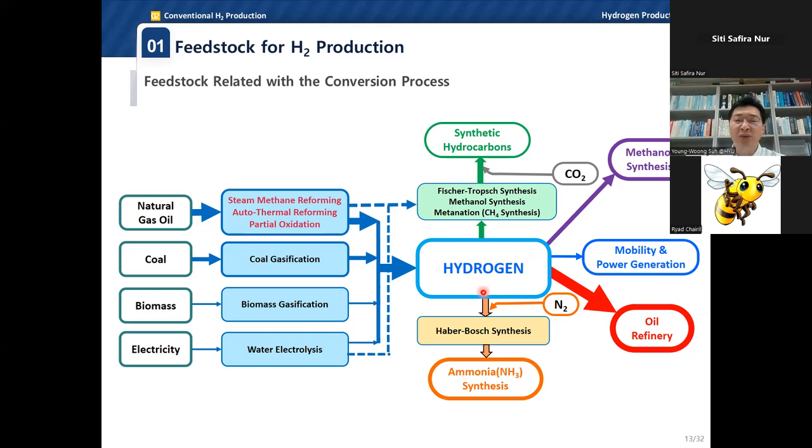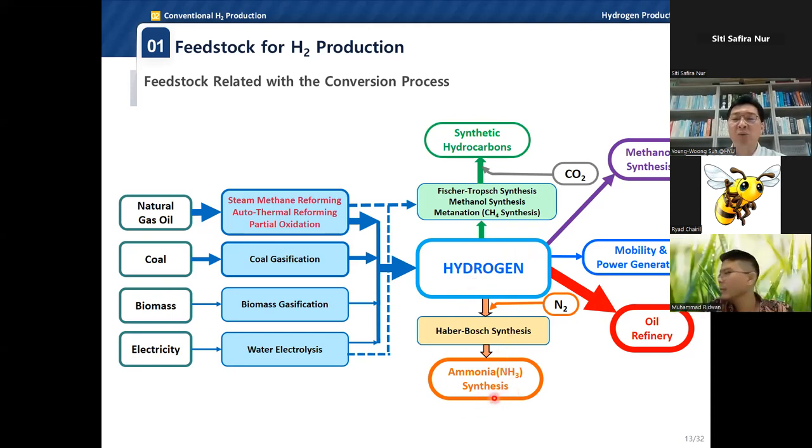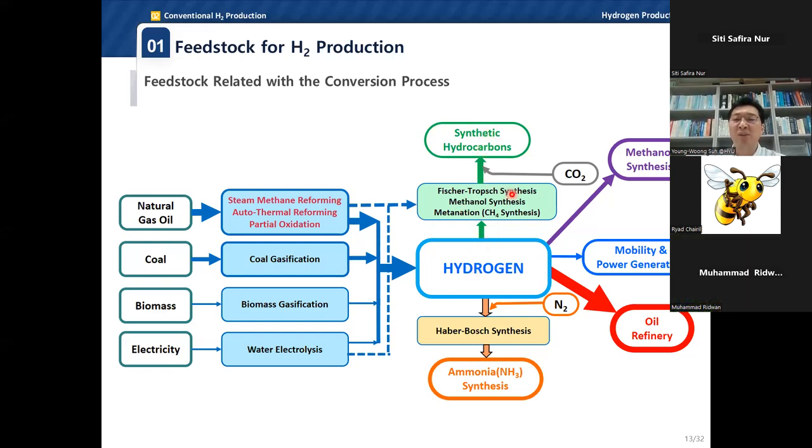And then move to this side, carbon-based synthesis. Ammonia is the primary product right now, coming from hydrogen. Using this concept, hydrogen is considered right now as a very potential hydrogen carrier in the world. And also move to here, the synthetic hydrocarbon. These are the product names, using Fischer-Tropsch synthesis, methanol synthesis and also methanation. Those reactions will be used to convert hydrogen to synthetic hydrocarbons. So the right-hand side is the application of hydrogen.